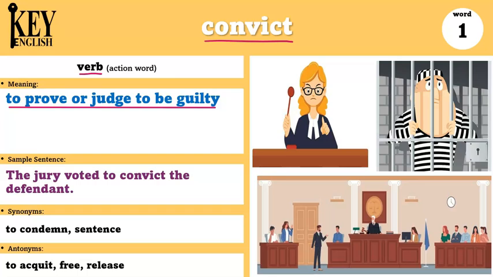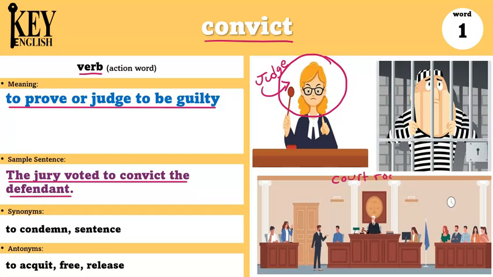Now, the person who can convict someone, or the person who can say that they did a crime, is called a judge. Let's look at the example sentence. It says, the jury voted to convict the defendant. So, in a courtroom, this image here is what a courtroom would look like.